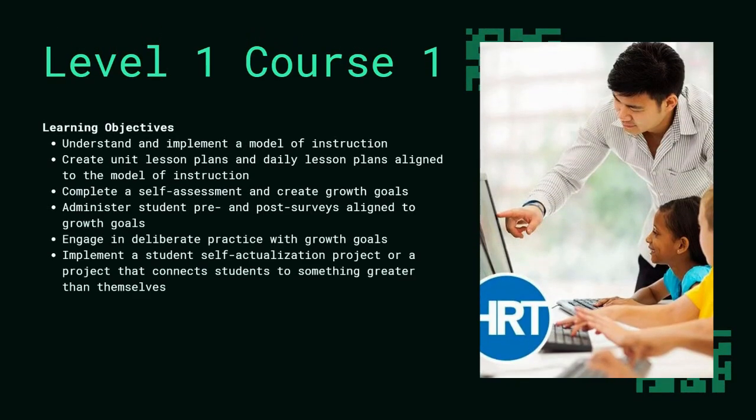The learning objectives for Level 1 Course 1 are for you to understand and implement a model of instruction. And I think that understand and implement is really key. We really want you to get to know your model of instruction inside and out, and know that you're utilizing it on a daily basis. You're to create unit lesson plans and daily lesson plans that are aligned to that model of instruction. Along with that, you're to complete a self-assessment along that model of instruction and create growth goals. You're to administer student pre- and post-surveys aligned to those growth goals, engage in deliberate practice to improve those growth goals, and implement a student self-actualization project where a project connects students to something greater than themselves.